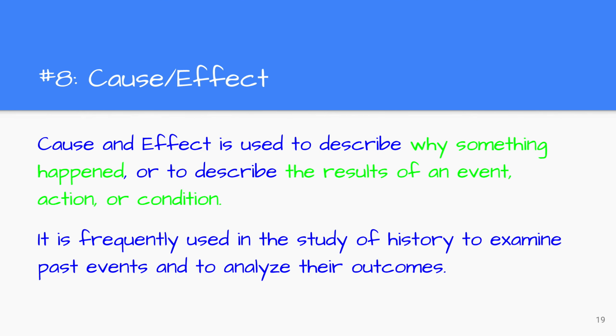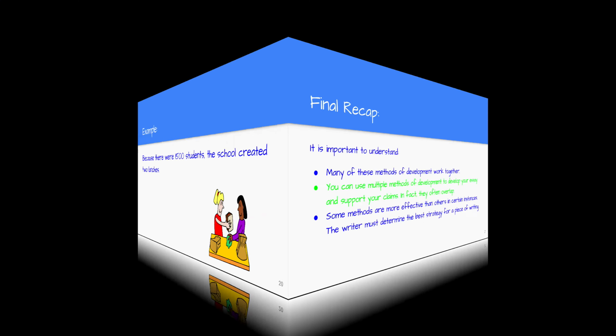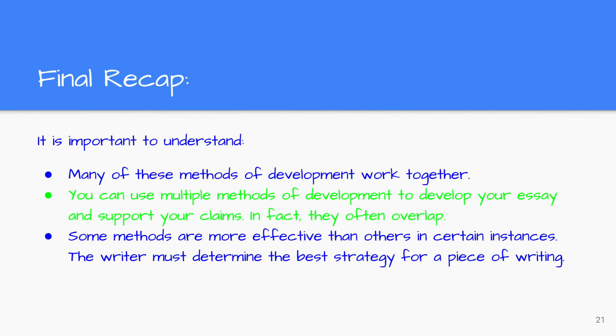Cause and effect. It's used to describe why something happened or to describe the results of an event, action, or condition. It is frequently used in the study of history to examine past events and to analyze their outcomes. Because there were 1,500 students, the school created 2 lunches.